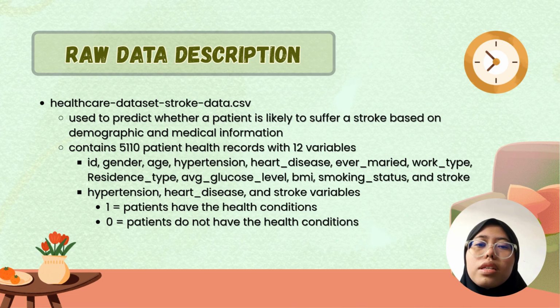For hypertension, heart disease, and stroke variables, the dataset uses 1 and 0 to represent the data value. So, if the patients have the health condition, the data is represented as 1, and if the patients do not have it, the data is represented as 0.